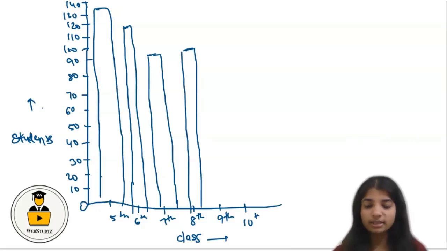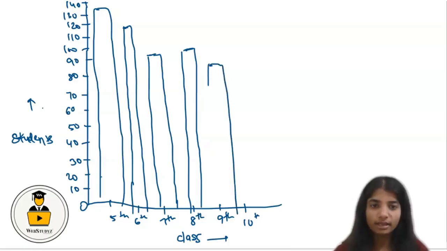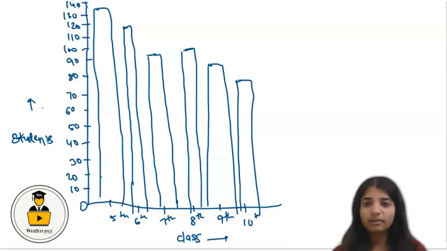Now class 9th has 90 students. So this is 90 here. And class 10th has 80 students. So this is 80 here. So this is our required bar graph.